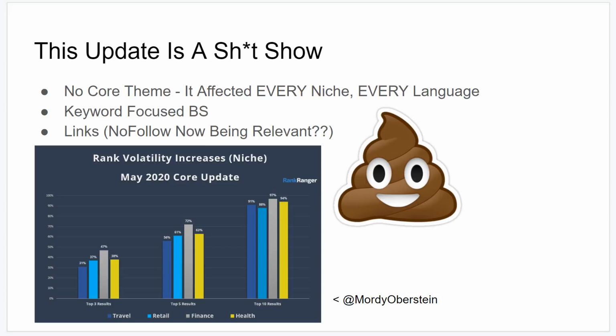This is a great example of rank volatility across different niches. You can see travel, retail, finance and health all affected, all volatile, which shows, again, there's no core theme. It just affected every single update, every language.